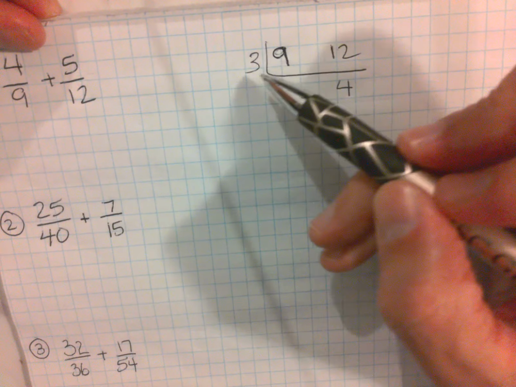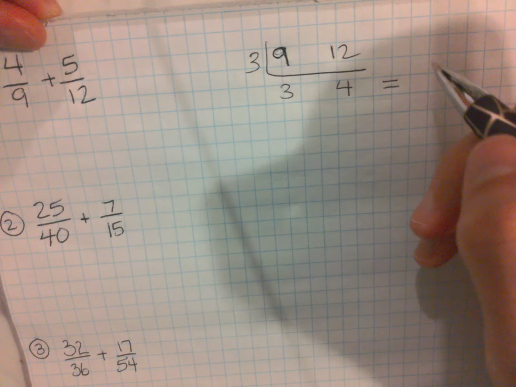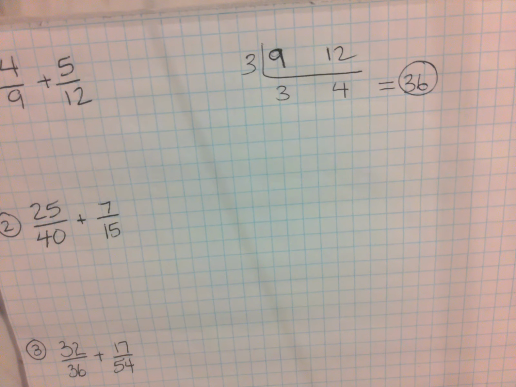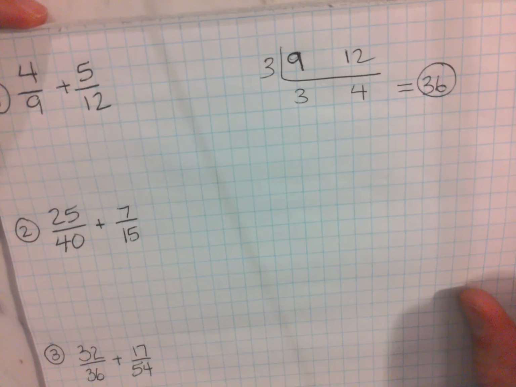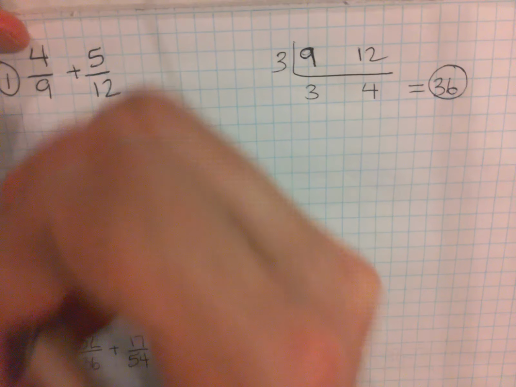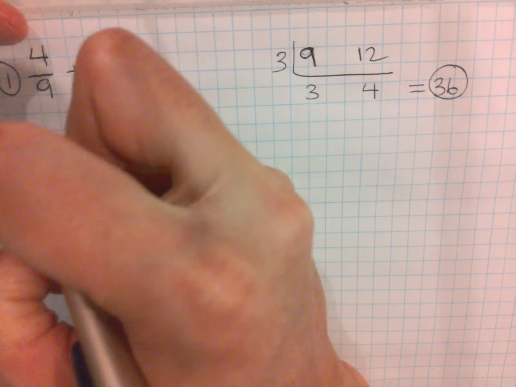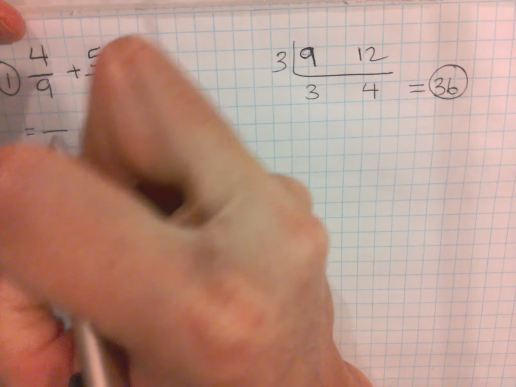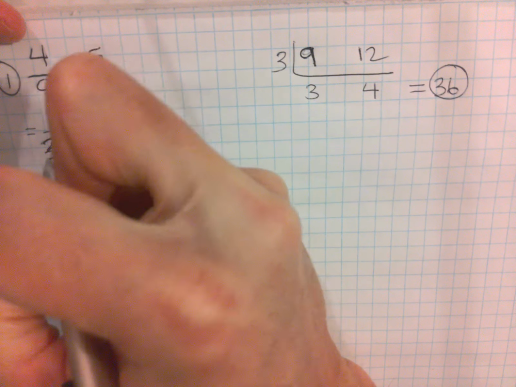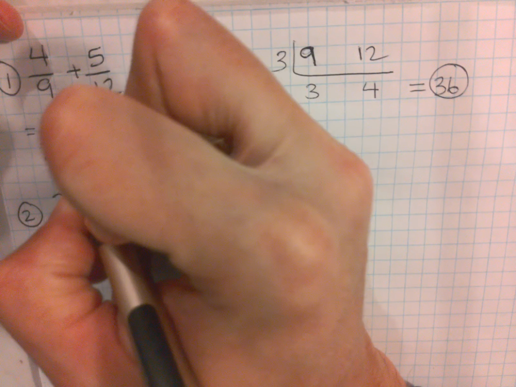And I know that if I multiply these numbers together, 3 times 3 times 4, I get 36. And this is actually going to be my lowest common multiple. And therefore, it's the lowest common denominator that I can use between 4/9 and 5/12. So now that I know what my lowest common denominator is going to be, I'm going to use my knowledge of equivalent fractions. And I know that to get from 9 to 36, I have to multiply by 4.